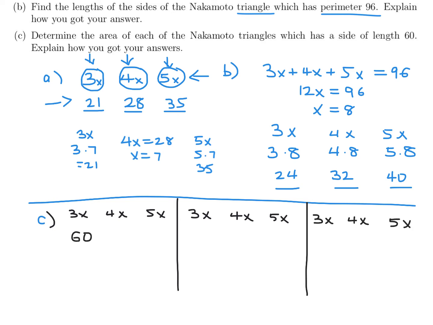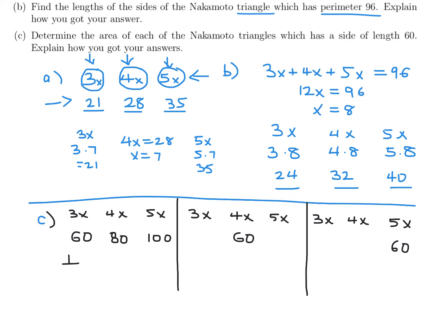So here I'll make the side length 60 corresponding to 3x. Here I'll make it corresponding to 4x, and here I'll make it 5x. And then each of these we'll have to figure out. If 3x is 60, that means that x is 20. So therefore 4x would be 80, and 5x would be 100. Right? I just did it quickly. You can do that a little bit longer. You can write it all out.